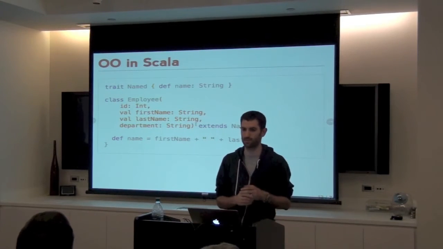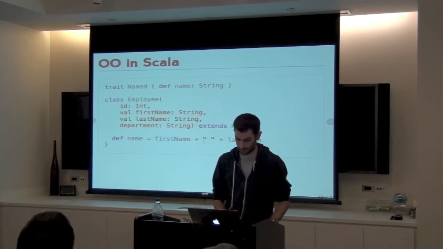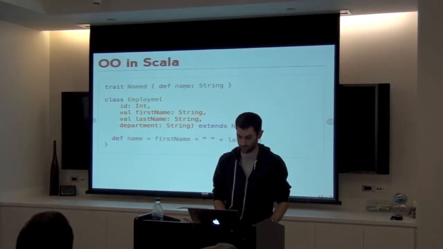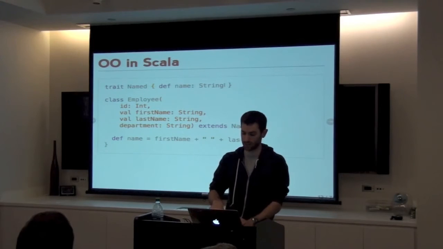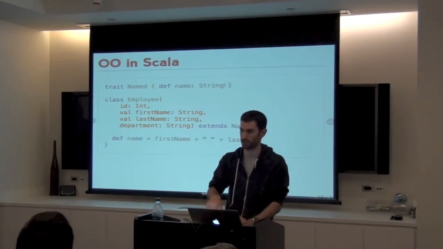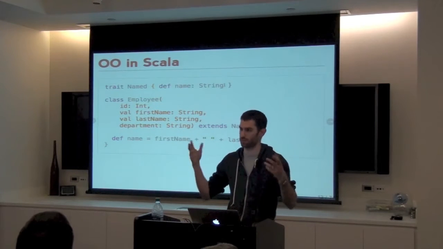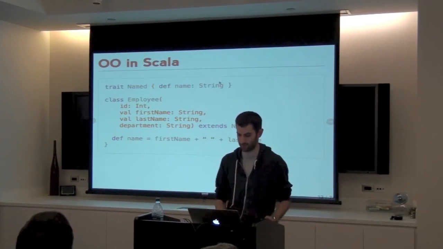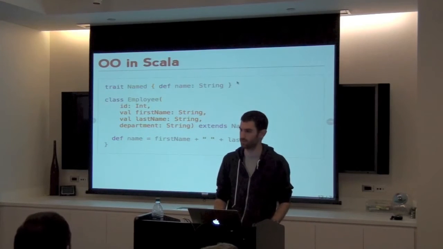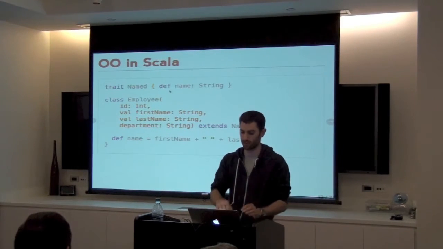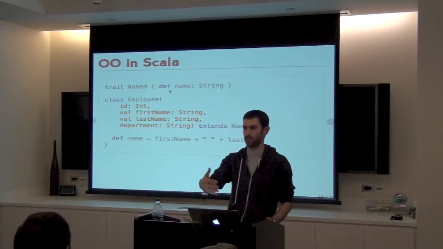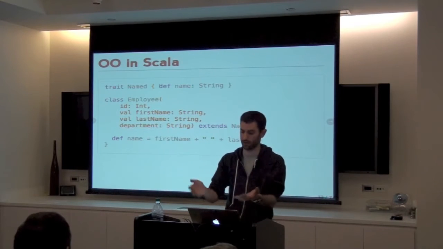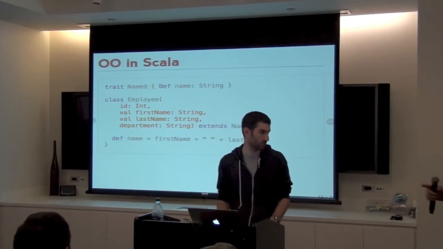Any questions about that? If you were to put the whole def name up in named, would employee, because it extends named, inherit that whole statement, first name plus last name? I wouldn't be able to put first name plus last name in trait name because first name and last name would not be in scope. Oh, okay. But yeah, if named also had to define first name and last name, then you could define an entire interface. You could define 100 different functions on name if you really wanted.